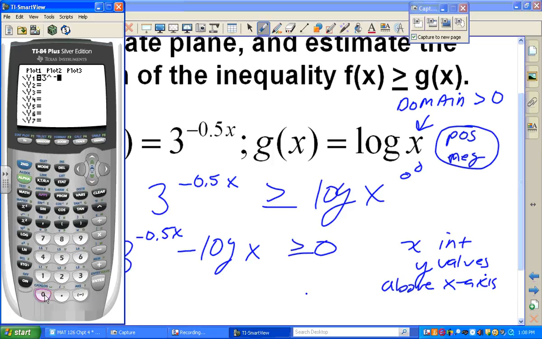3 caret negative 0.5x. Close it off. Forgot to open it in the first place. Second, insert, left hand, minus log of x. There we go. And on my window, since I don't know, I'll probably go like 0 to 10 just to see what happens and maybe go from there. For the y's, I don't really have to look much. On these problems, I don't really set them equal to each other and look for intersections. I look for positive numbers and zeros. I think that's the best way of doing it.